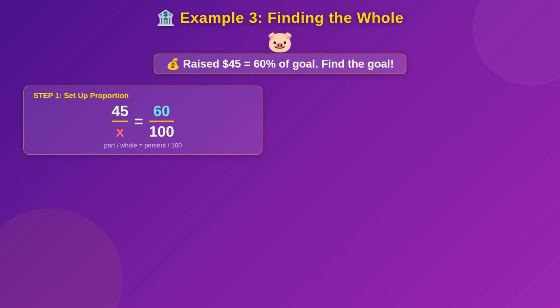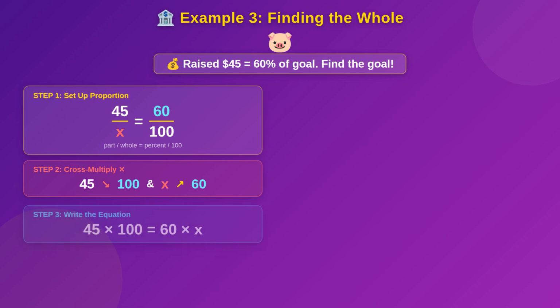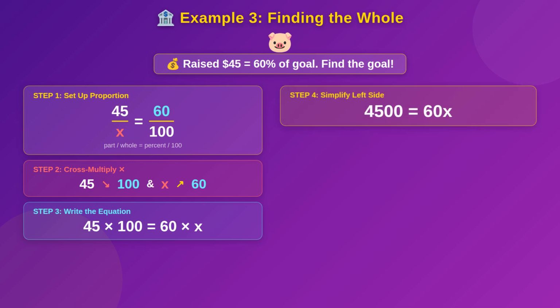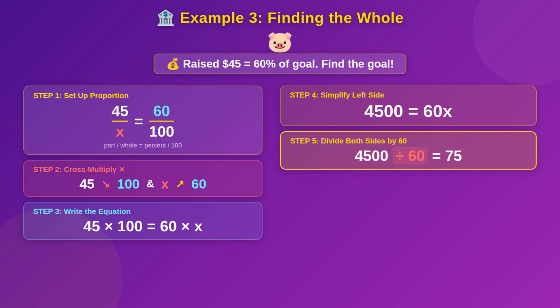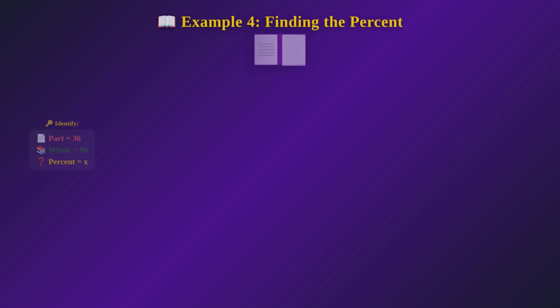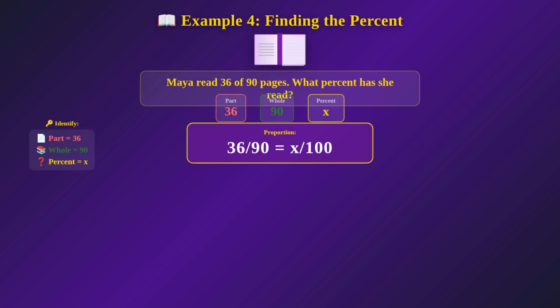New challenge. Maya's class raised money for a field trip. They raised $45, which is 60% of their goal. What is the total goal? Here, the part is 45, the percent is 60, and the whole is unknown, so x goes on the bottom left. Proportion. 45 over x equals 60 over 100. Cross multiply. 45 times 100 equals 60 times x. That gives 4500 equals 60x. Divide both sides by 60. 4500 divided by 60 equals 75. The goal is $75. Maya's class is well on their way.